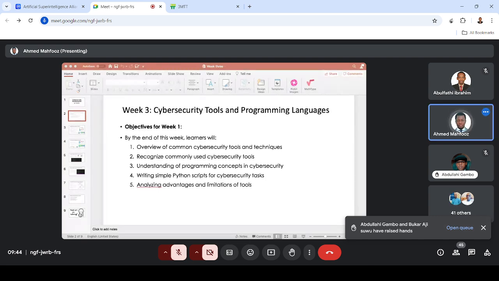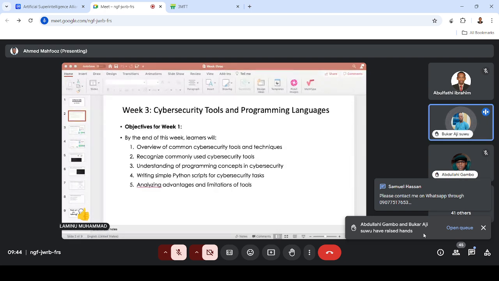Thank you, Mr. Booker. Mr. Abdullah Gambo, go ahead. I have a second question regarding Python. Before Mr. Abdullah came online, you answered a question from Ibrahim on how to use Python. As a beginner, a person who has never attempted Python, what are the simple steps to start on?